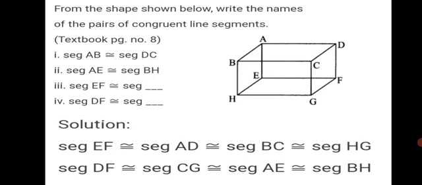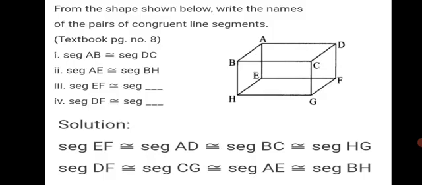Next, seg DF. So seg DF, as I told you, is congruent to seg CG. You can write in your textbook congruent to seg CG. Also, it is congruent to seg AE and also congruent to seg BH. So this way, we can write the names of the pairs of congruent line segments.